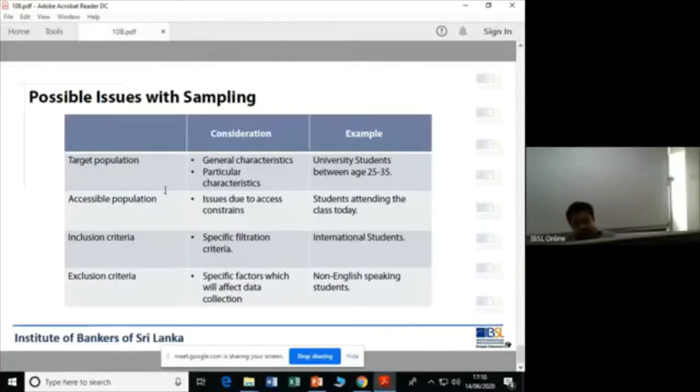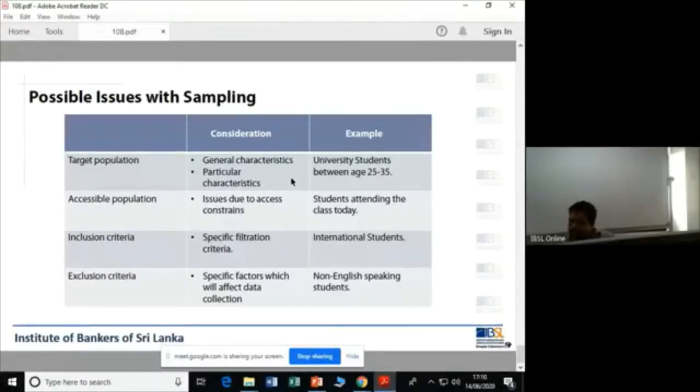First quadrant gives you an idea of the target population that I'm going to select. The example that we are going to cover here would be that my target population would be university students between age 25 to 35. Now, the consideration here, it says that we are focusing on some general characteristics or some particular or a specific characteristic to select a target population.